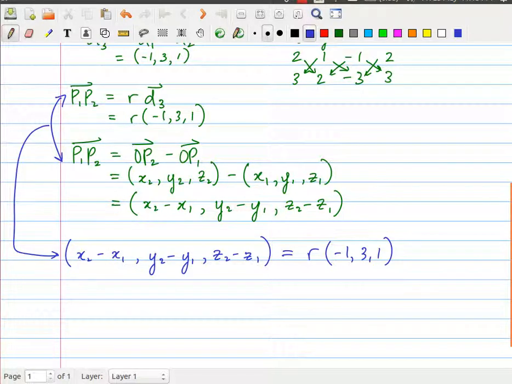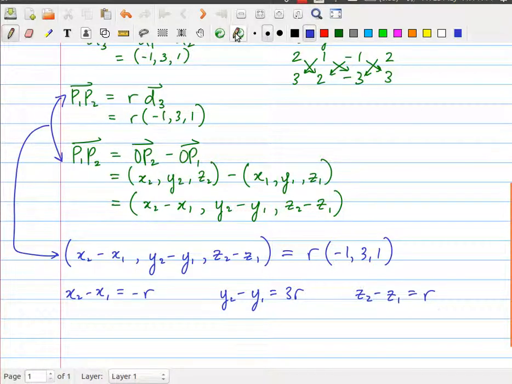But what is x2 minus x1? This might be a good time for us to actually break these out into their individual equations. So let's just look at the x-coordinate piece. x2 minus x1 must be equal to negative r. y2 minus y1 must be equal to 3r. And z2 minus z1 must be equal to r.